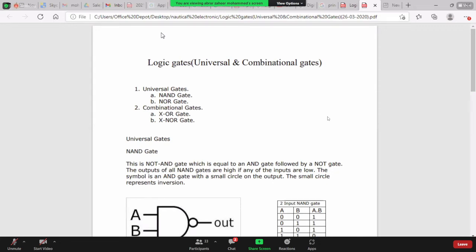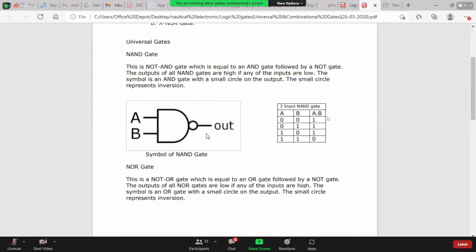What is the NAND gate? This is the NOT AND gate, which is equal to the AND gate followed by a NOT gate. So the output of a NAND gate is high if any of the inputs are low. The symbol is the AND gate with a small circle on the output. So this is the symbol of the NAND gate.